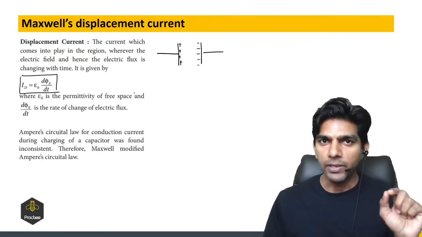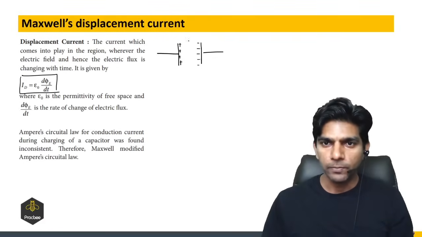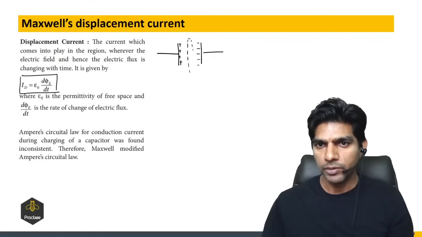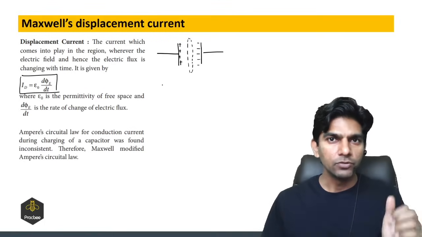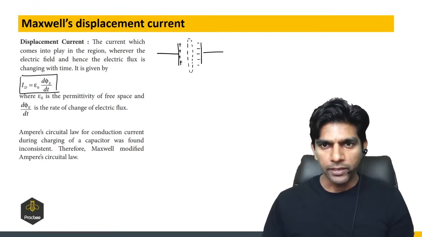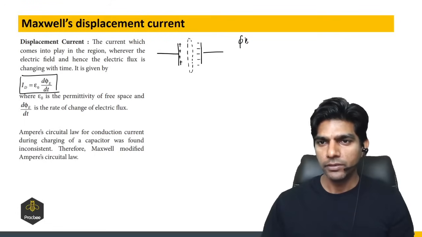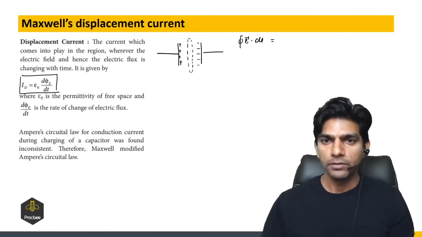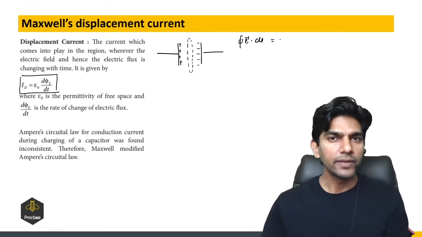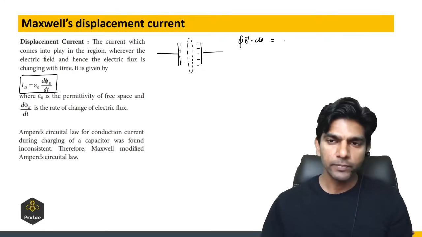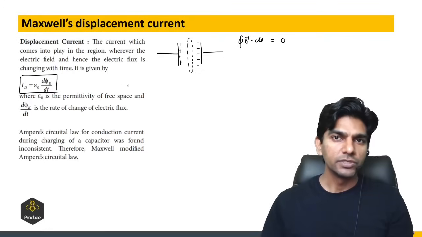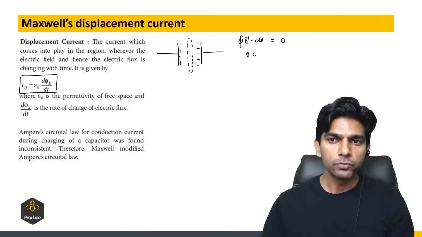So he applied Ampere's circular law on this particular Amperian loop. Now he considered an Amperian loop between the plates of the capacitor, where the plane of this loop is parallel to the plates. And if we apply Ampere's circular law, integral B dot dl, the right hand side is mu naught times the current which is piercing the loop. In this case, there is no current which is piercing. So the right hand side comes out to be 0. So from here, B comes out to be 0.